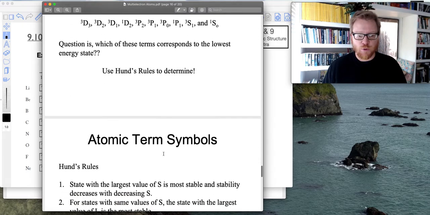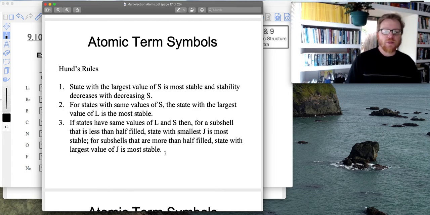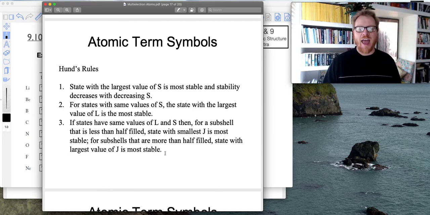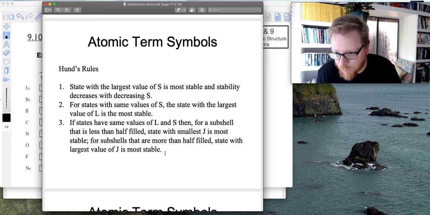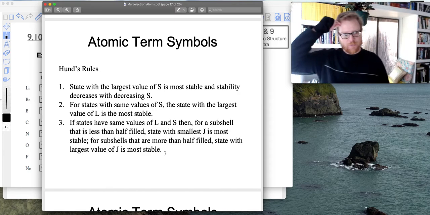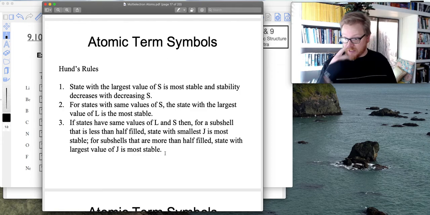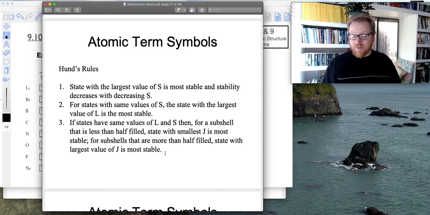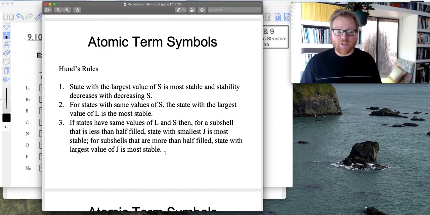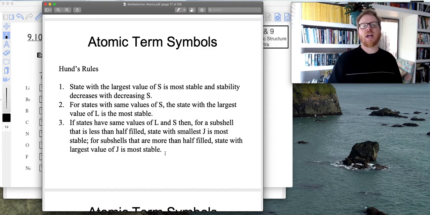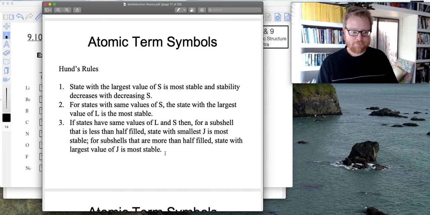I want to review those Hund's rules really quick, okay? So the state with the largest value of S is the most stable. Let's just talk about that for a second. S gives us multiplicity, right? And the largest value of S, for now, what we've discussed corresponds to a triplet state, because S is 1 for a triplet state, and 2 times 1 plus 1 is 3. So triplets are more stable than doublets, which are more stable than singlets, okay?